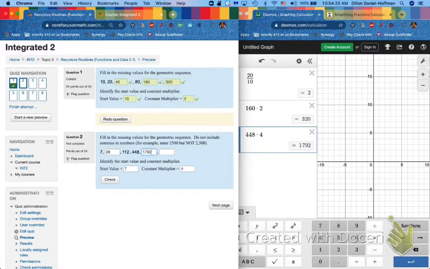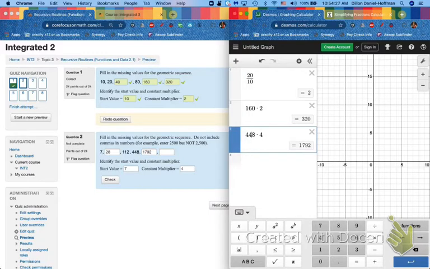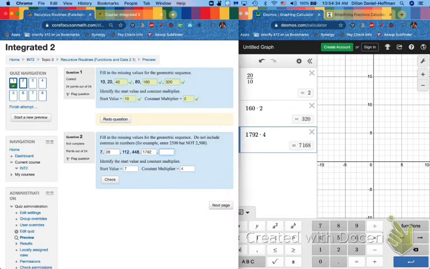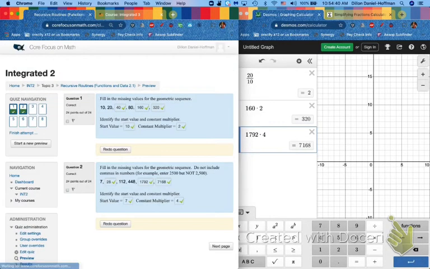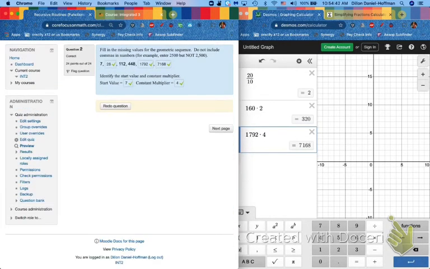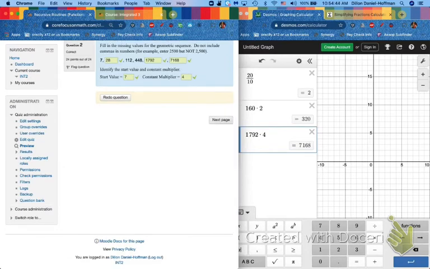And 1792 sounds like an important American year. Times 4 is 7168. 7,168. Okay, now we're cooking. 2 problems in, 6 to go. We're a quarter of the way through.